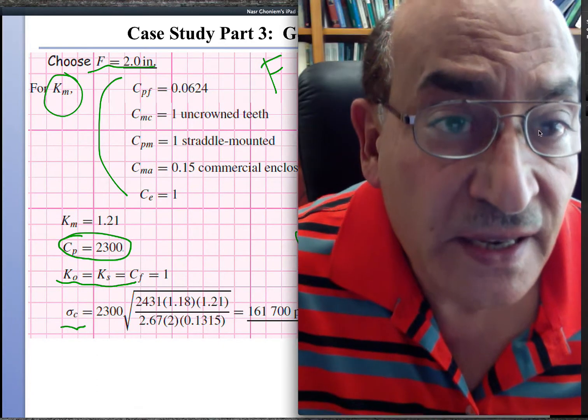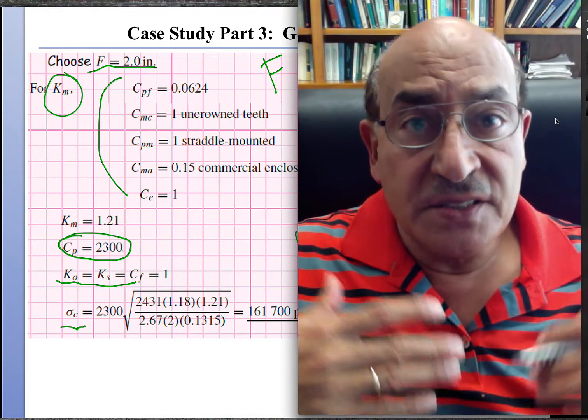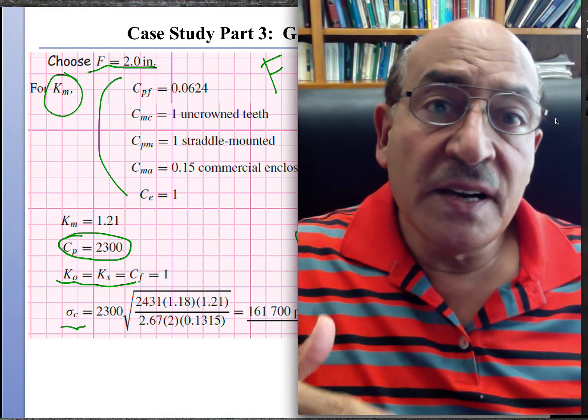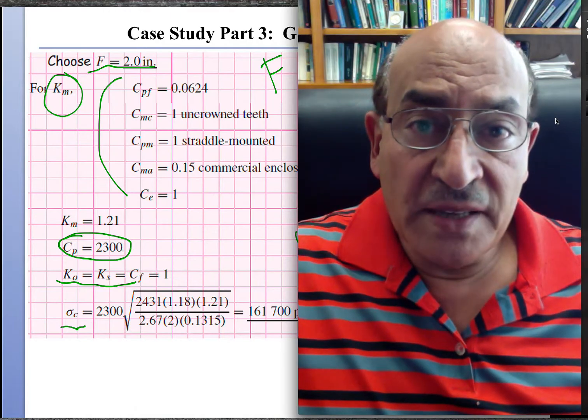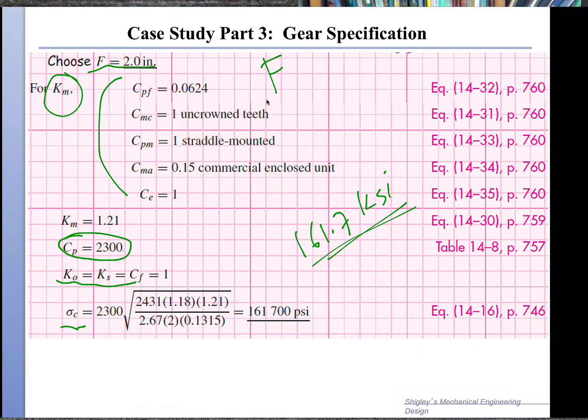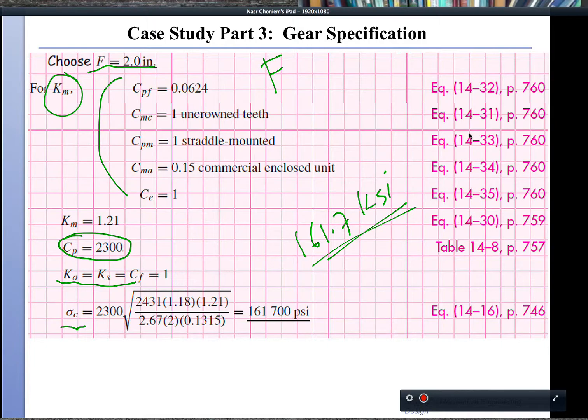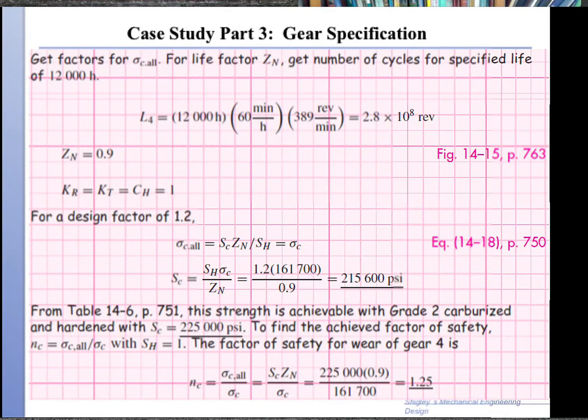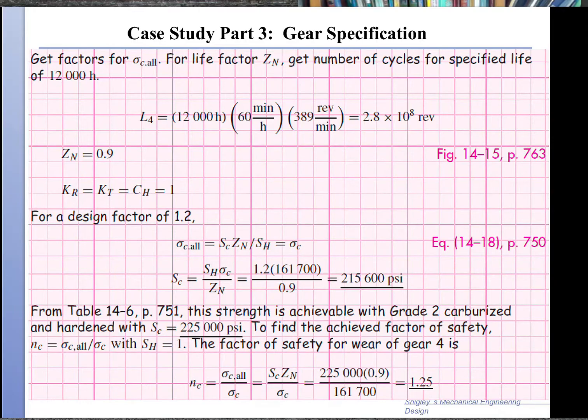As we have learned, the contact stresses are usually very high, but the contact strength is also quite high. So we will have to compare that to the available contact strength of that gear. And we do that by looking at the lifetime for sigma. We want to find sigma contact allowable. For life factor Z sub n, we get the number of cycles first.